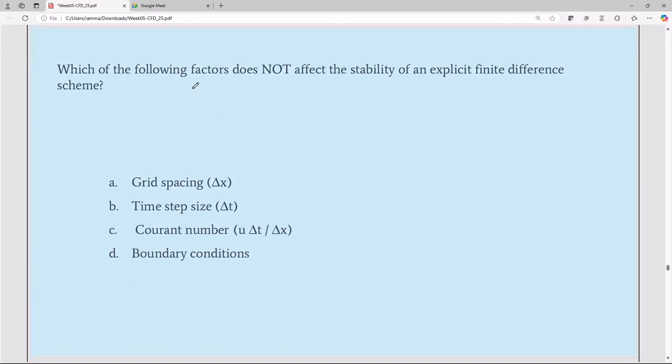Moving forward, next question. Which of the following factors does not affect the stability of an explicit finite differencing scheme? Options are option A, grid spacing, option B, time step size, option C, Courant number, option D, boundary condition. So, which among the following does not affect the stability of an explicit finite differencing scheme? You can inbox your answers.